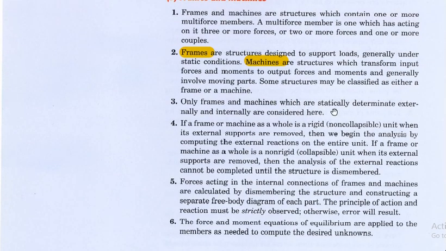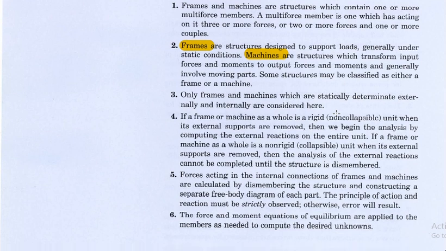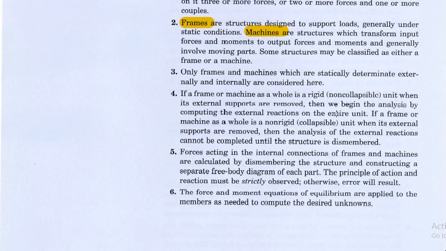Only frames and machines which are statically determinate externally and internally are considered here. They will follow the equation m plus 3 is equal to 2j. If a frame or machine as a whole is a rigid unit, with its external supports removed, then we begin the analysis by computing the external reactions.